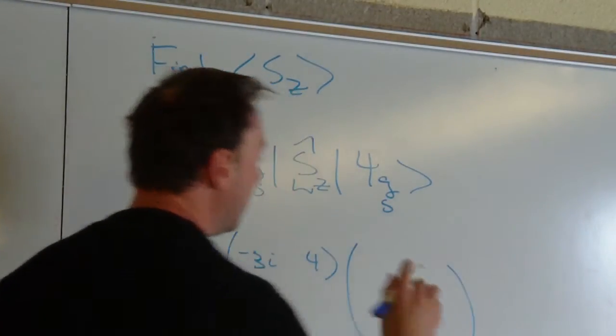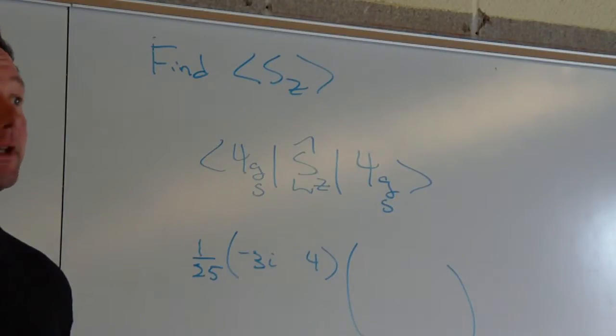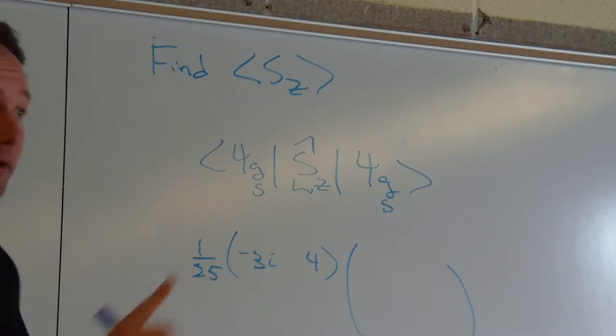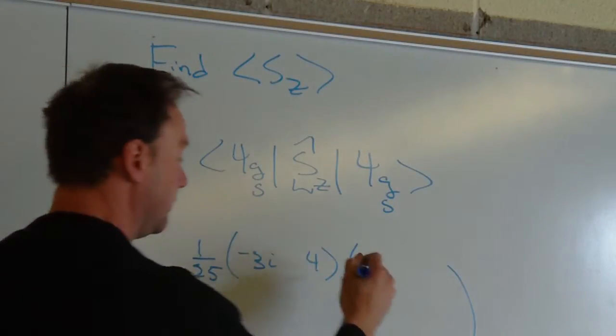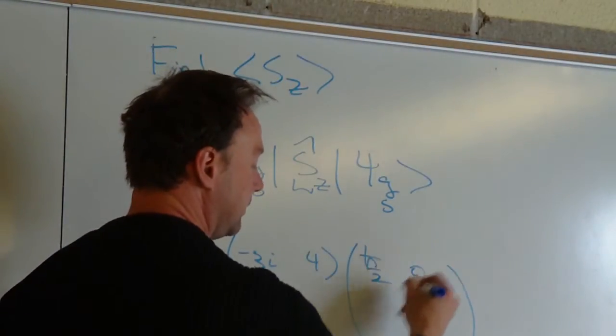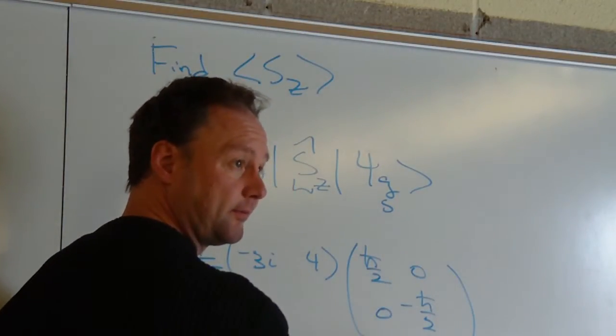Now, what is the basis set we're working in? What is the problem in? It's in a Z basis set, so I need the representation of the operator in the Z basis set. So it's going to be the matrix (h bar over 2, 0; 0, minus h bar over 2). Don't forget the h bar over 2. Well, the book factors it out.